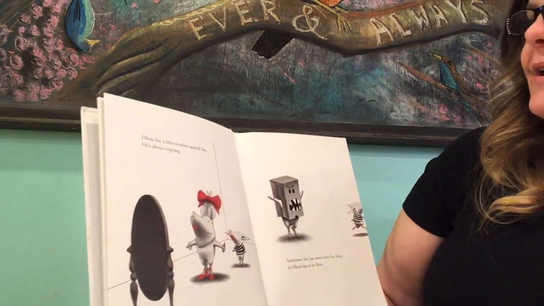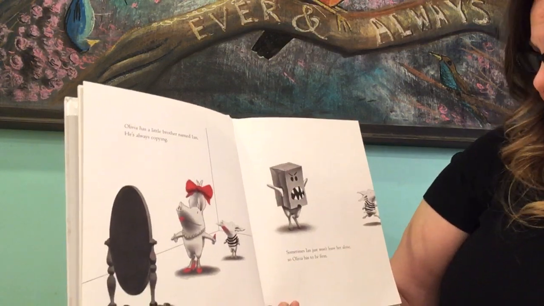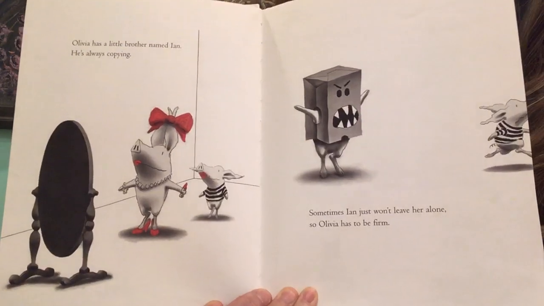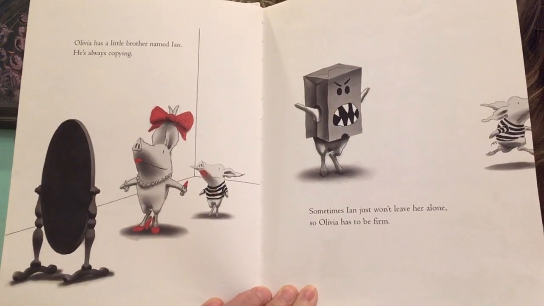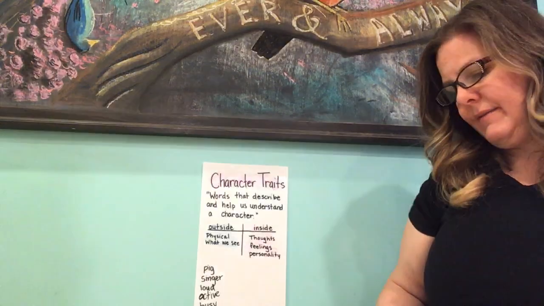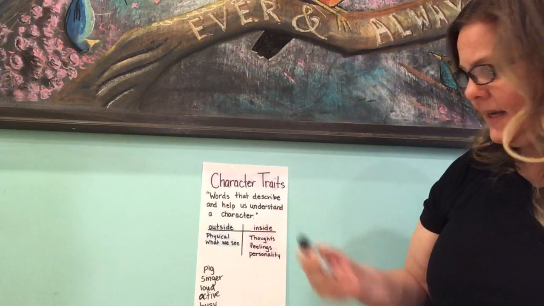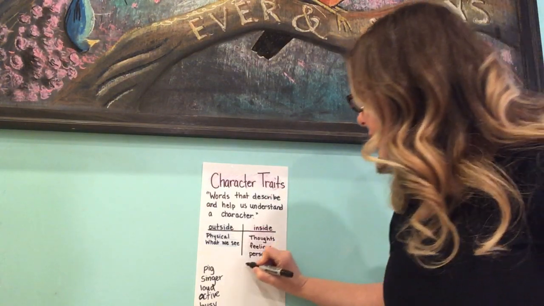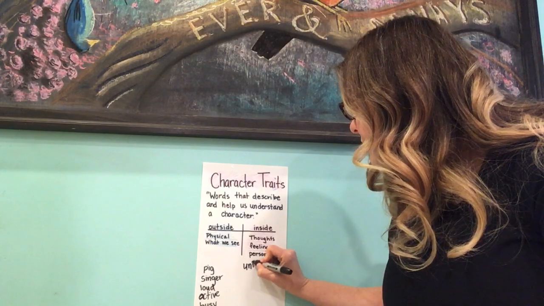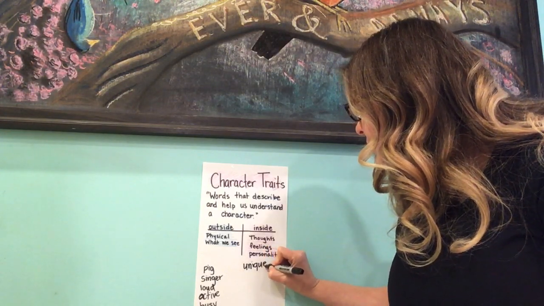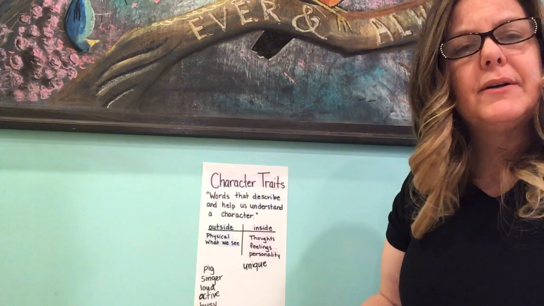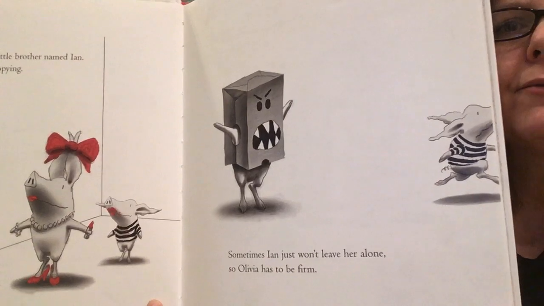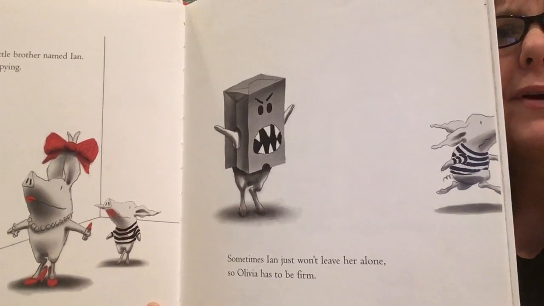Olivia has a little brother named Ian. He is always copying. Sometimes Ian just won't leave her alone, so Olivia has to be firm. So Olivia, I would say, likes to be unique. So she doesn't like somebody to copy her. So she has to be firm. But how is she being firm? She's scaring poor Ian away.